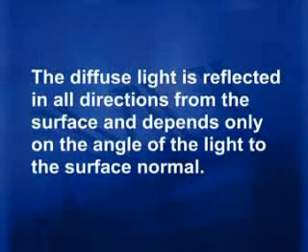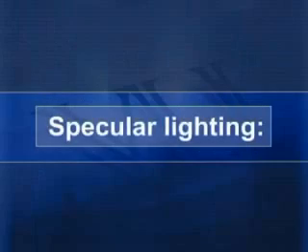The diffused light is reflected in all directions from the surface and depends only on the angle of the light to the surface normal. Whenever we have some object, the object surface normal and the incident light, the angle they make is what determines what kind of diffused light we are going to have for that surface of the object. The next one is specular lighting.